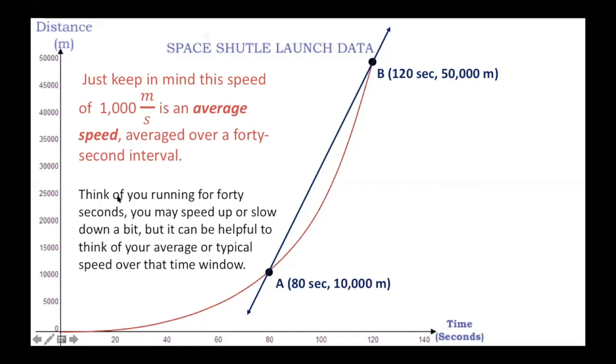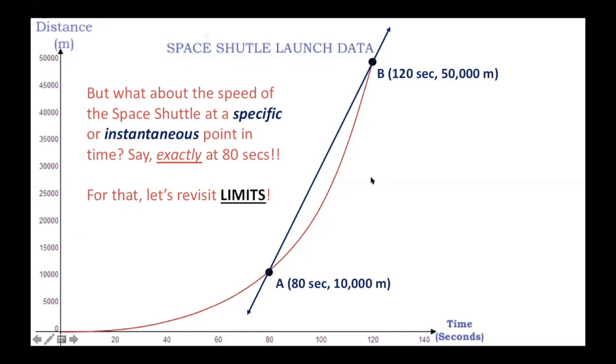Just think of you running for 40 seconds. You're going to probably speed up or slow down a bit, but it can be helpful to think of your average or typical speed over that time window. But that begs the question, what about a specific or instantaneous speed at a point in time? Say exactly at 80 seconds.